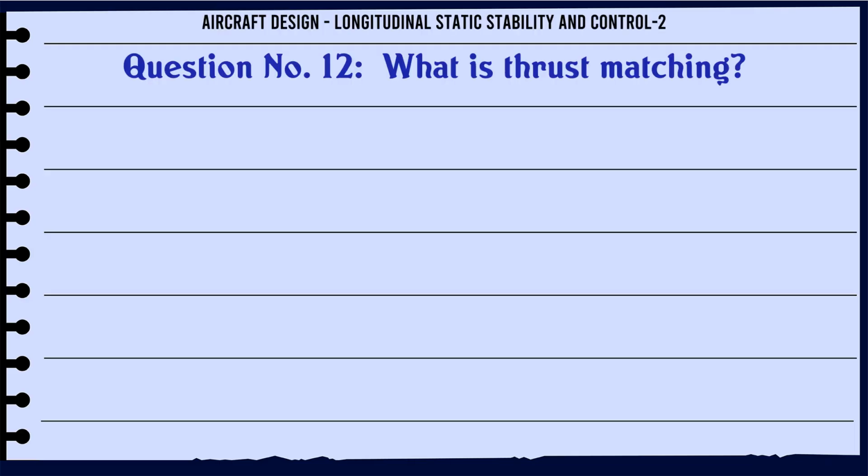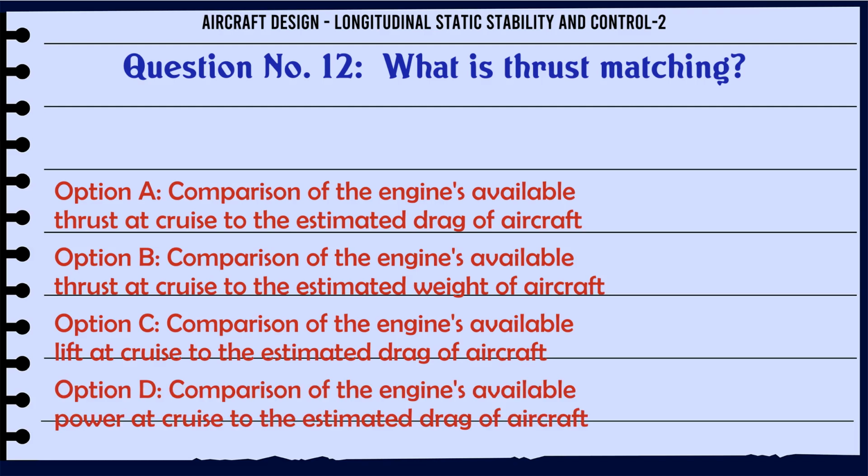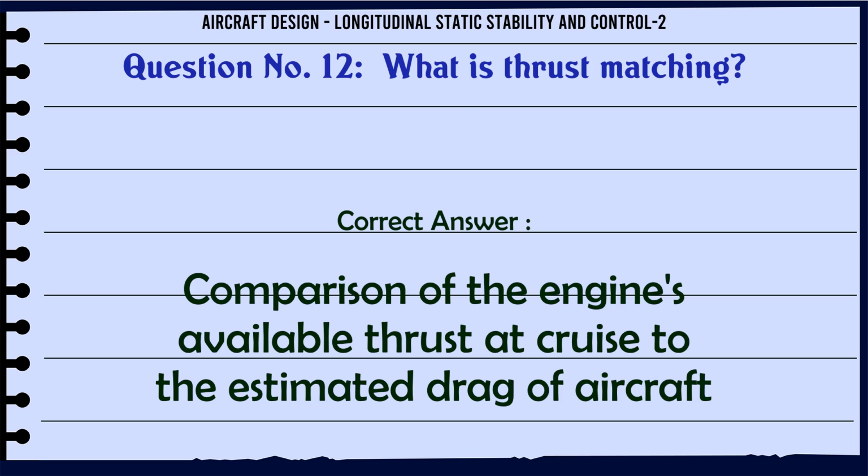What is thrust matching? A: comparison of the engine's available thrust at cruise to the estimated drag of the aircraft. B: comparison of the engine's available thrust at cruise to the estimated weight of the aircraft. C: comparison of the engine's available lift at cruise to the estimated drag of the aircraft. D: comparison of the engine's available power at cruise to the estimated drag of the aircraft. The correct answer is comparison of the engine's available thrust at cruise to the estimated drag of the aircraft.